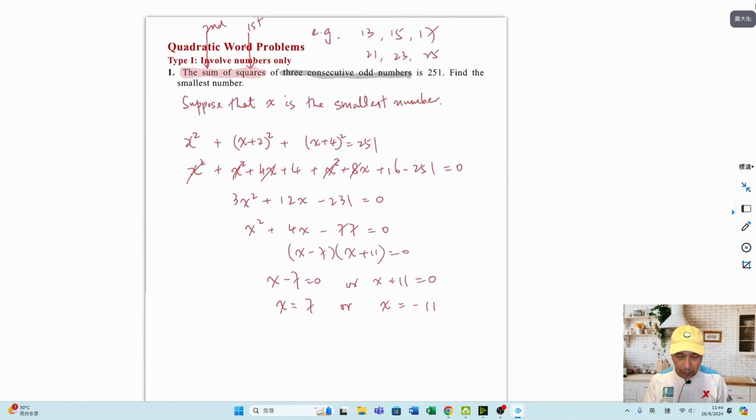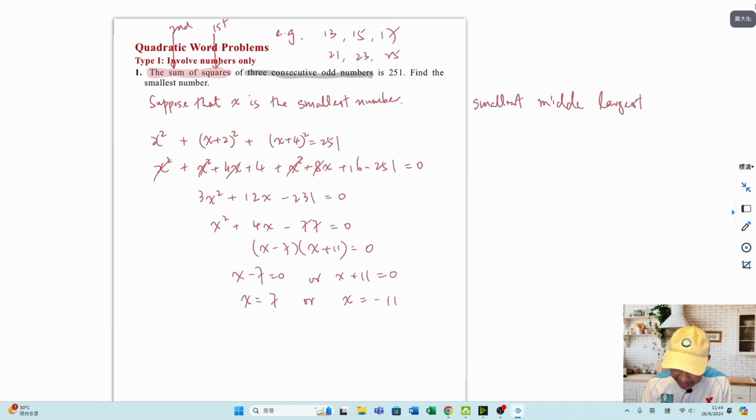Okay, so far we have two answers. One is 7 and the other one is negative 11. If the smallest number is 7, the other two may be 9 and 11. Then we can use the calculator to check whether the sum of squares of these three numbers is 251. Just spend 10 seconds for that.